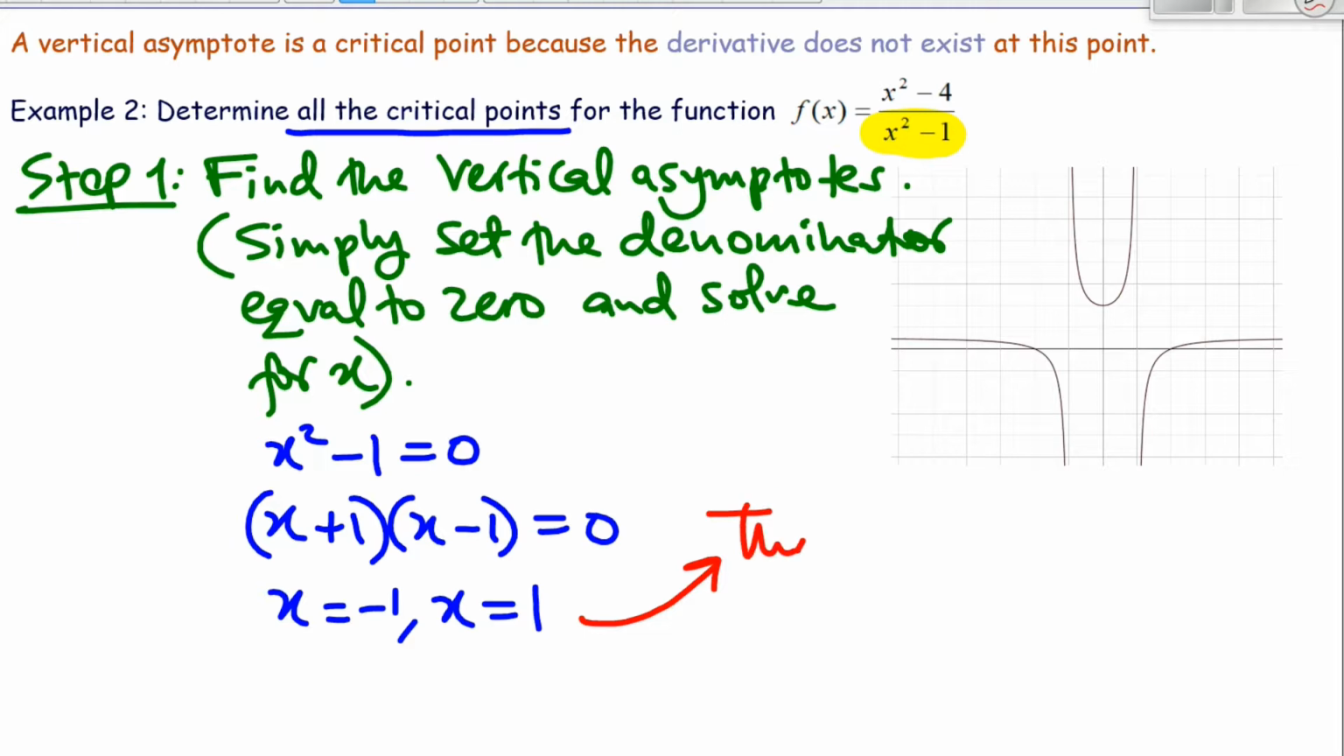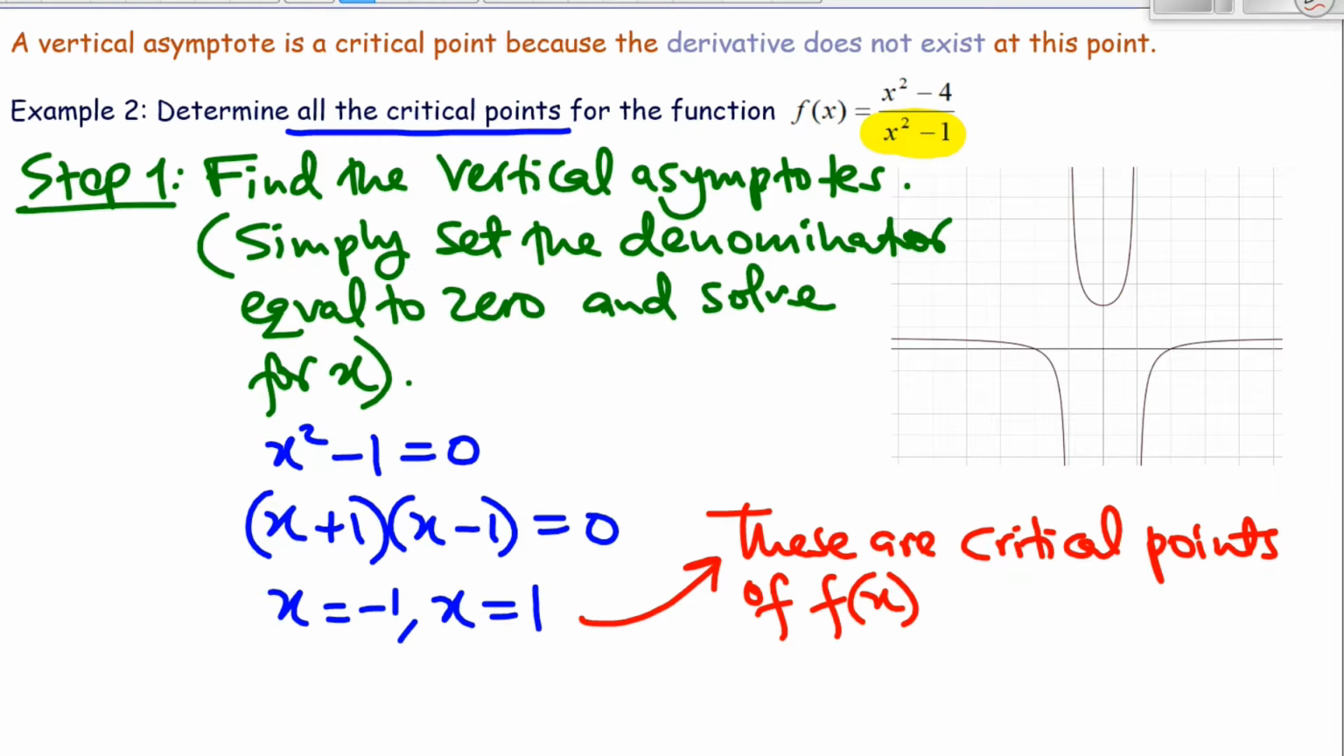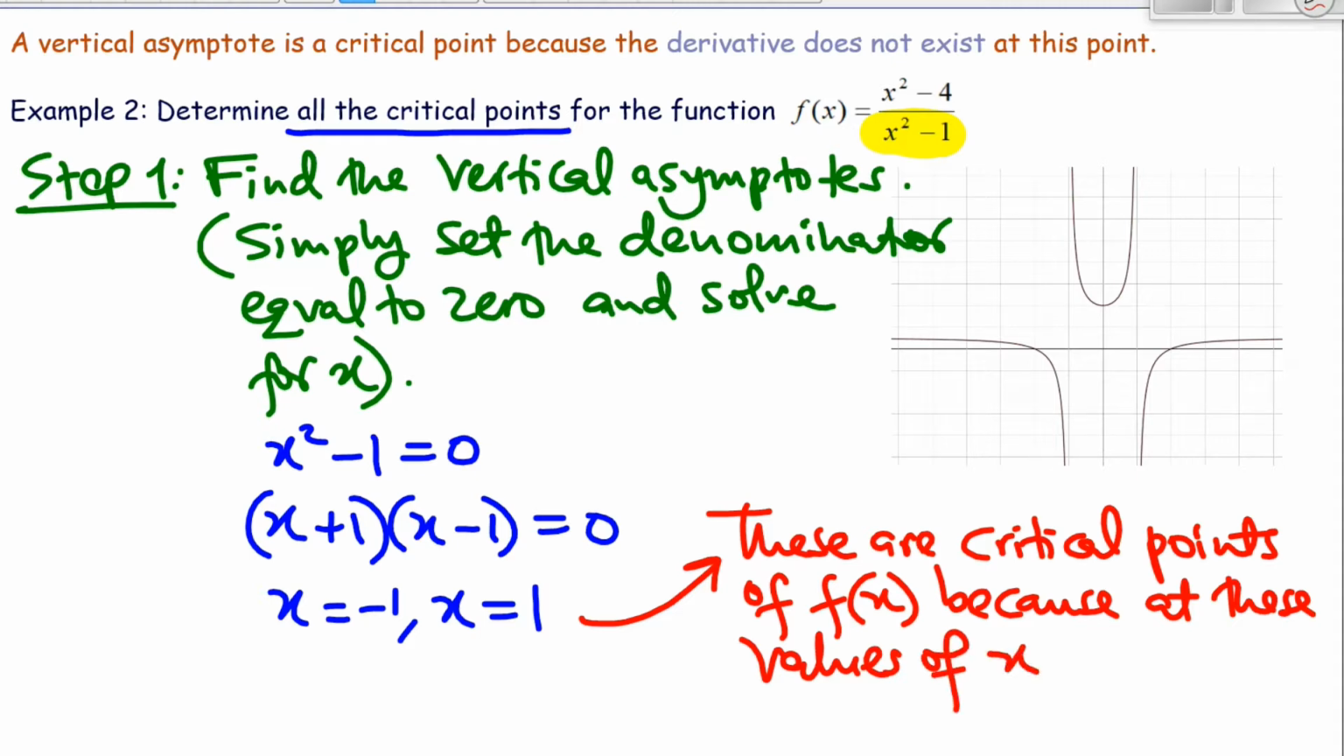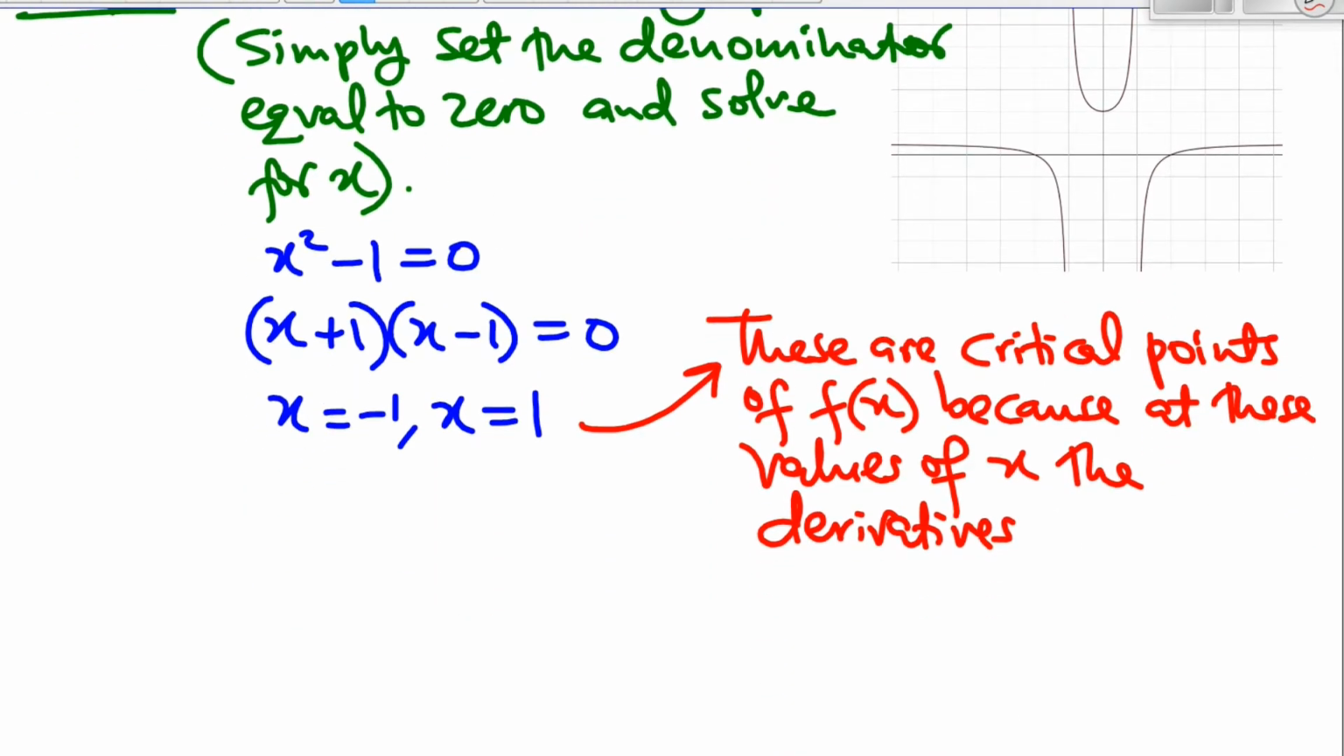So these are critical points of f of x because at these values of x, the derivative does not exist.